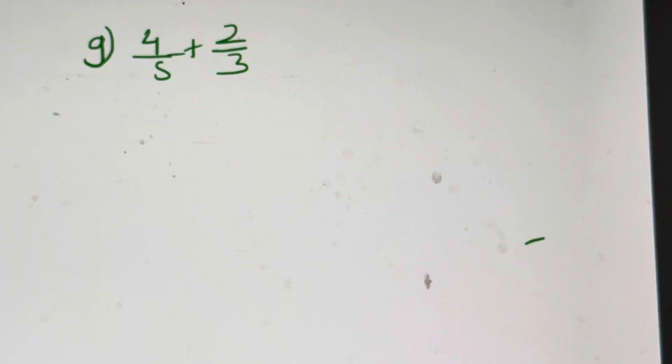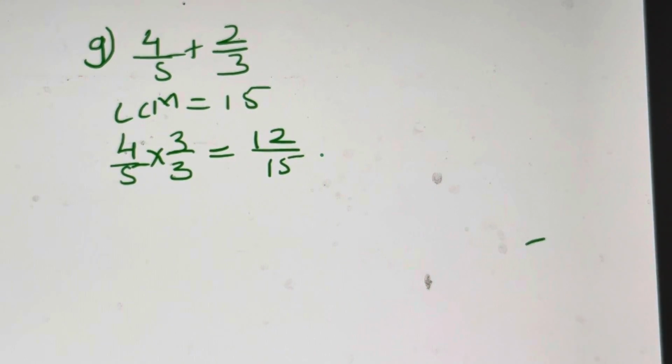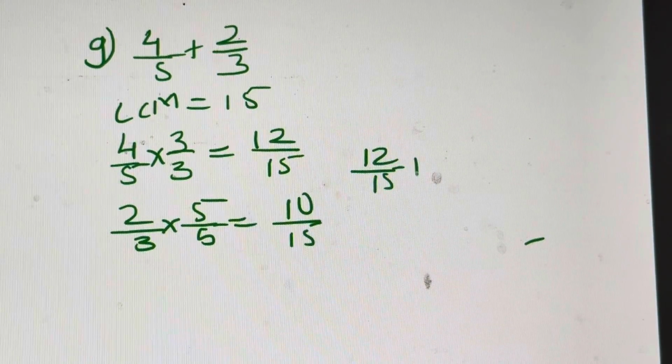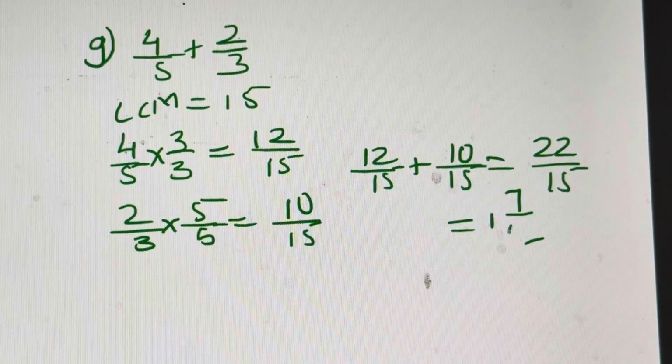Question number G. Here the denominators are 5 and 3. So the LCM would be 5 3s are 15. We take the first fraction 4 upon 5 multiplied by 3. These are all quite similar sums, so I'm going a little faster. You can pause if you don't understand something. 2 upon 3 multiplied by 5. Because the LCM is 15, 5 2s are 10 upon 15. So 12 upon 15 plus 10 upon 15. So the answer is 22 upon 15, which is 1 whole 7 upon 15.